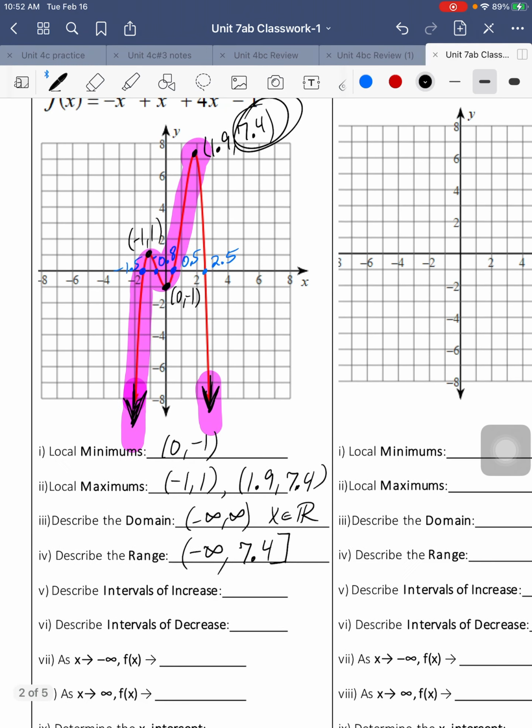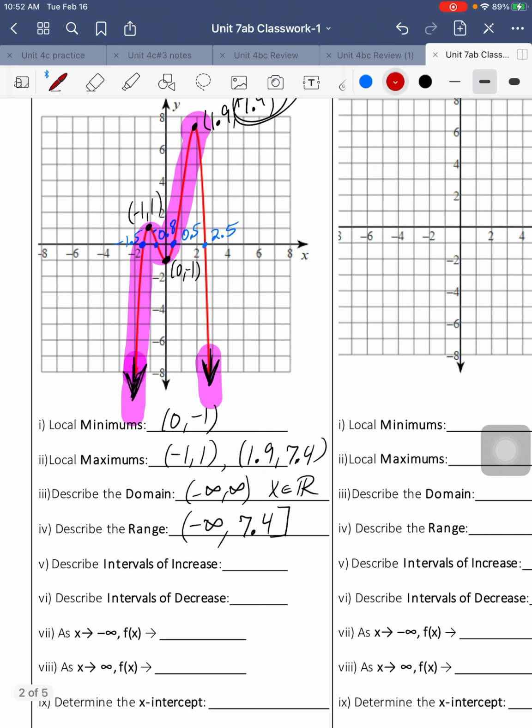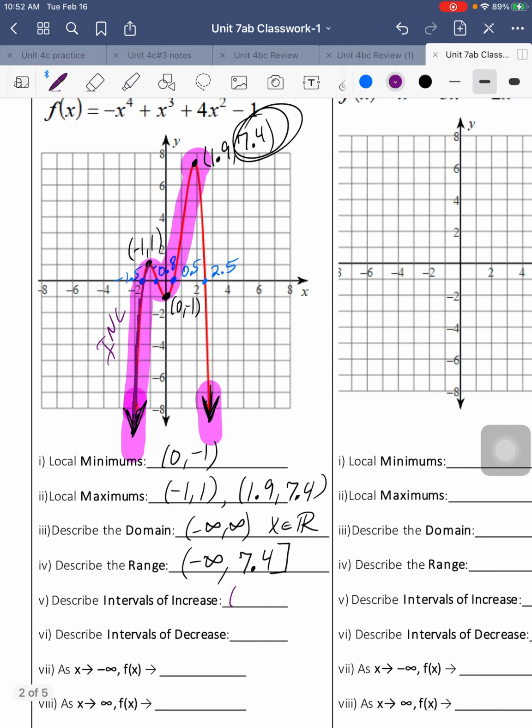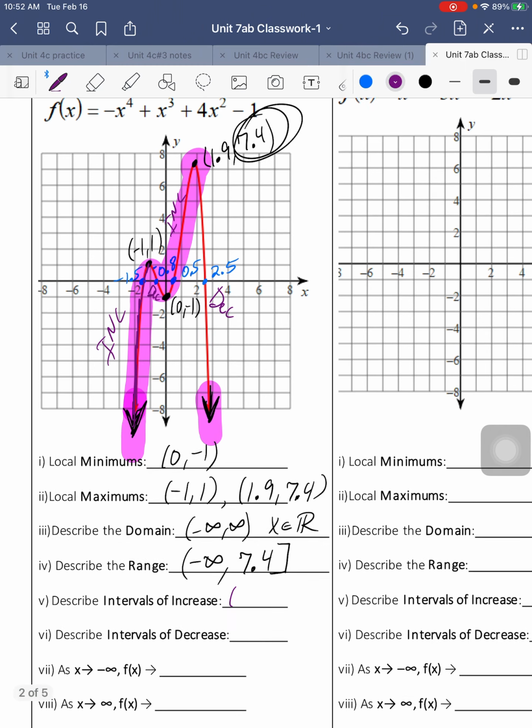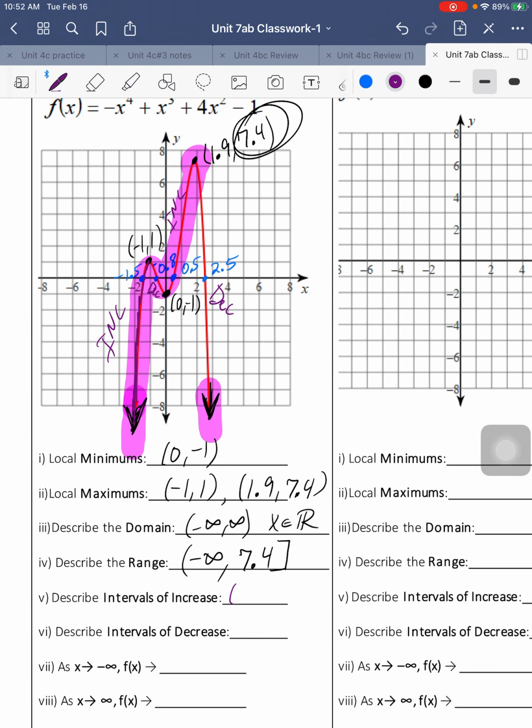Intervals of increasing and decreasing. So we have different parts of increasing, different parts of decreasing. The first part is increasing, then it's going to go back to decreasing a little bit. This little portion is decreasing. Then it's going to go back to increasing, and then it's going to go back to decreasing. So there's going to be 2 of each, 2 increasing, 2 decreasing. So the first part of increasing is from negative infinity to -1. And then there's another increasing from 0, always x values, to 1.9.